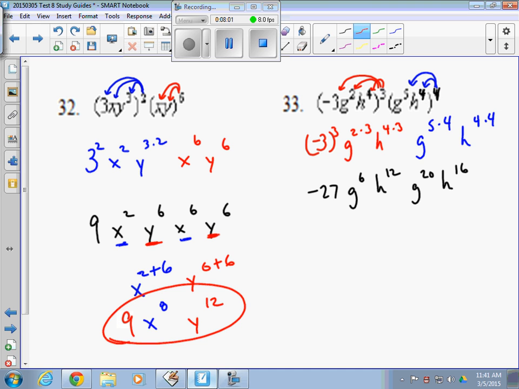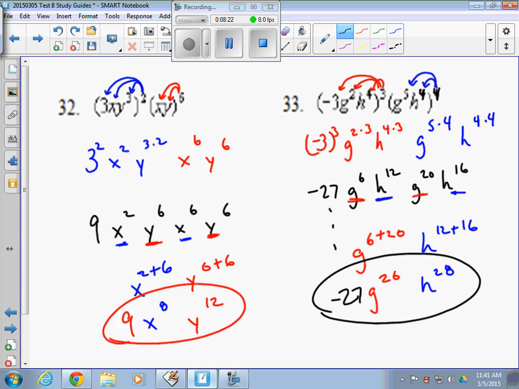Put your like bases together again. G to the 6th, g to the 20th. G to the 6th plus 20 is g to the 26th. H to the 12th and h to the 16th is h to the 12 plus 16, which is h to the 28th power. Negative 27 comes down. Negative 27, g to the 26th, h to the 28th.